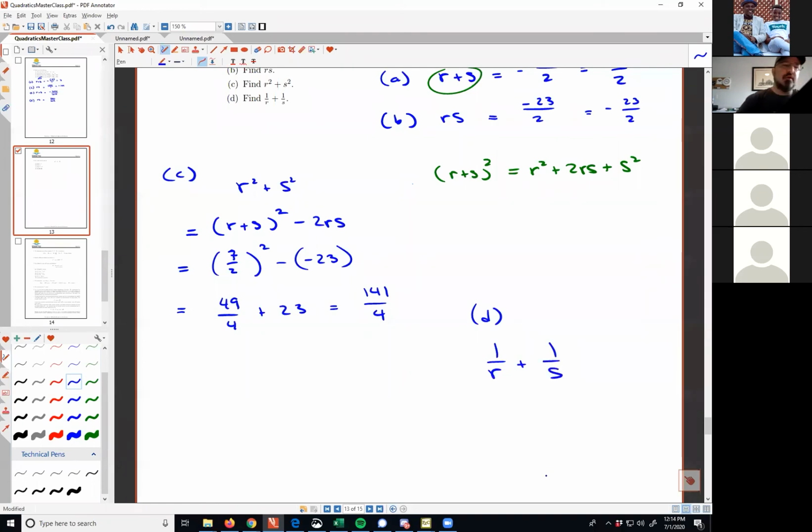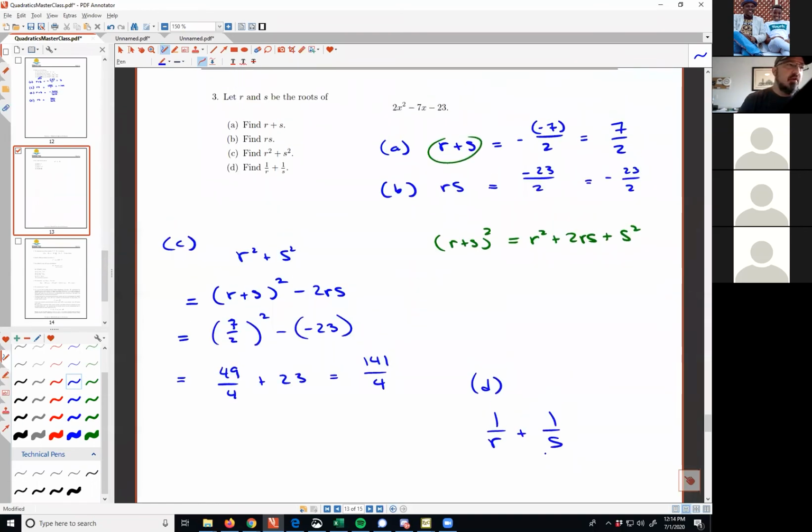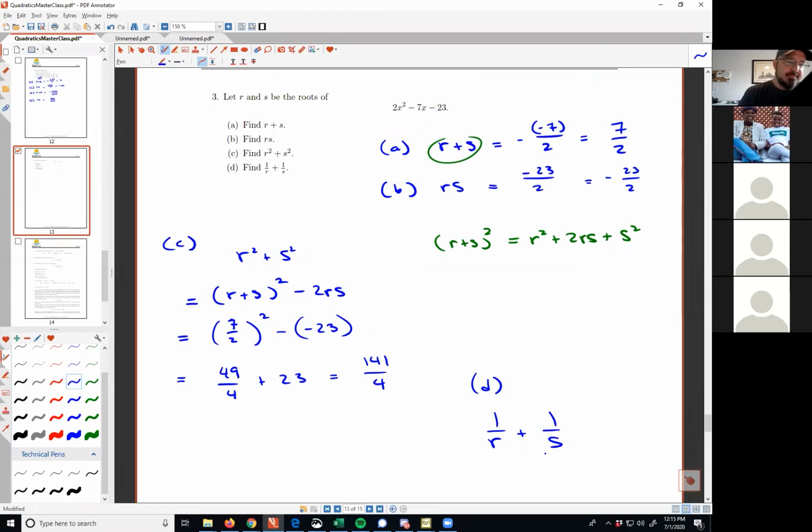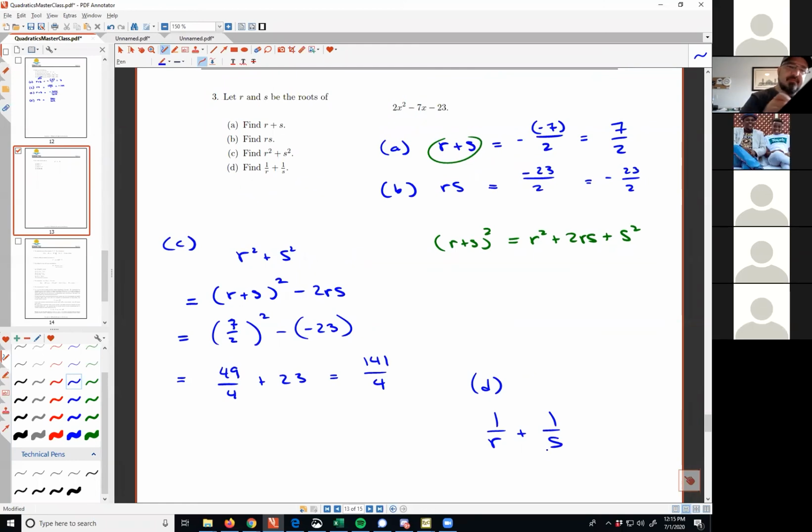And finally, let's do part D. 1 over r plus 1 over s. How can we do that? Well, we know that 1 over r plus 1 over s is the same thing as 1 over r plus s. So it'd be 1 over negative 7 over 2. It's not 1 over r plus s. These things are not the same.